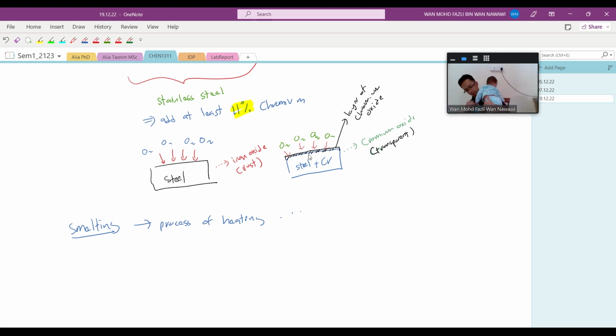Process of heating ore to extract base metal. Base metal. Okay, so that is smelting. The word smelting means that.